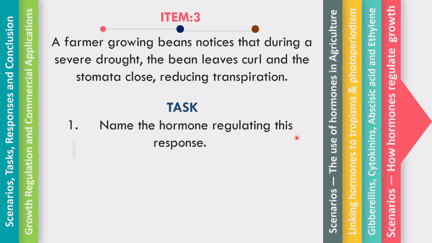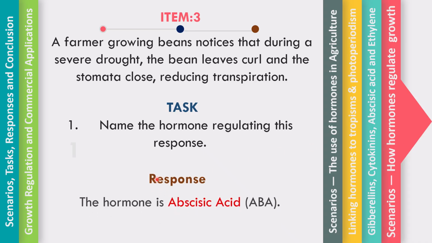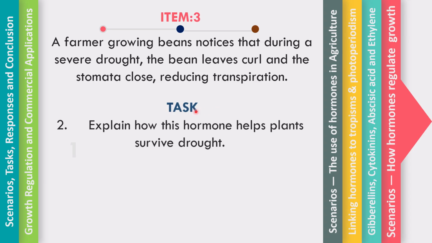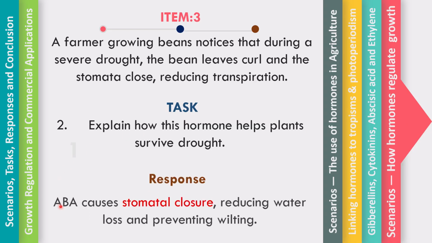Name the hormone regulating this response. The hormone is abscisic acid, ABA. Explain how this hormone helps plants survive drought. Abscisic acid causes stomatal closure, reducing water loss and preventing wilting.